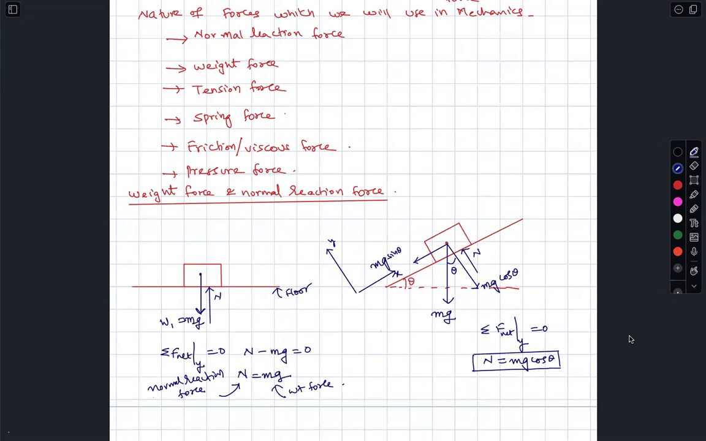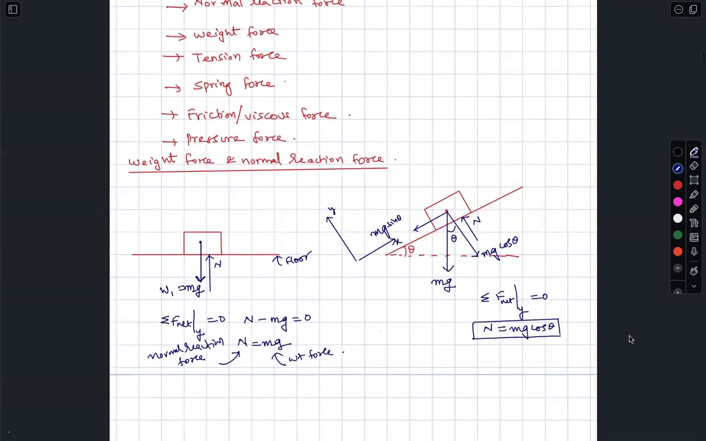Tell me if you have any doubt on this. If you have any doubt on this, I am prepared to discuss this further. Otherwise, I'll proceed. Akshat, may I proceed further? Yes, sir. Right. Now I will use a tension force.